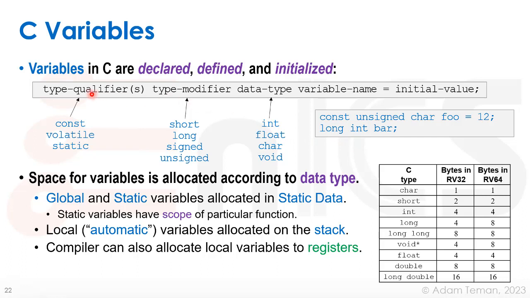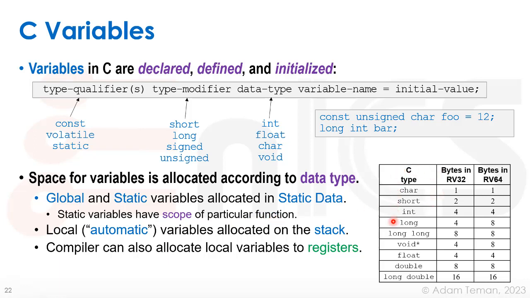So what happens when we do such a declaration, definition, and initialization? The compiler is going to allocate space inside the data memory according to the data type. Global and static variables are going to be allocated in static data, and we'll see later on that static variables have a scope that is for a particular function.